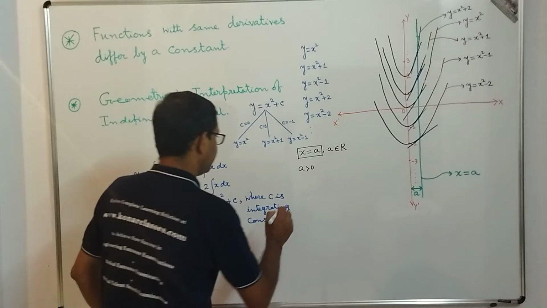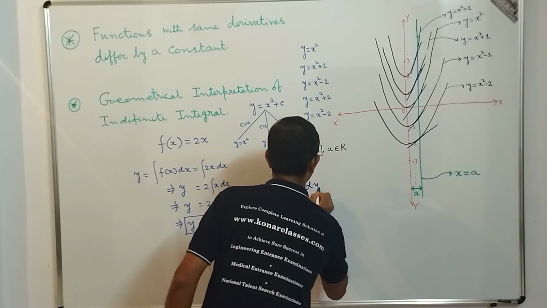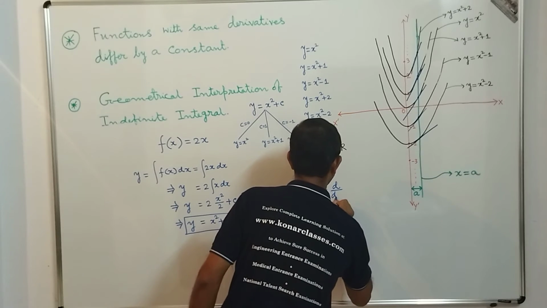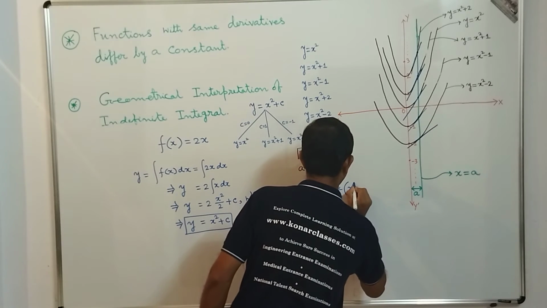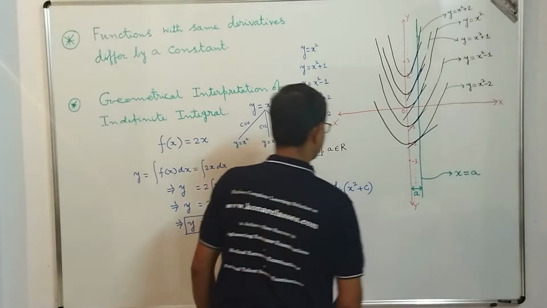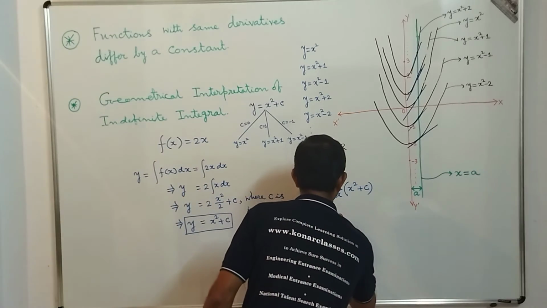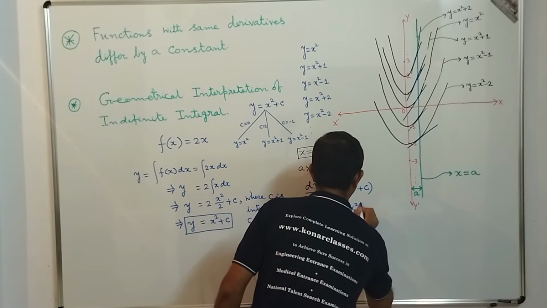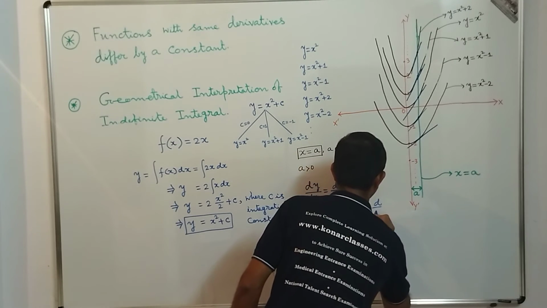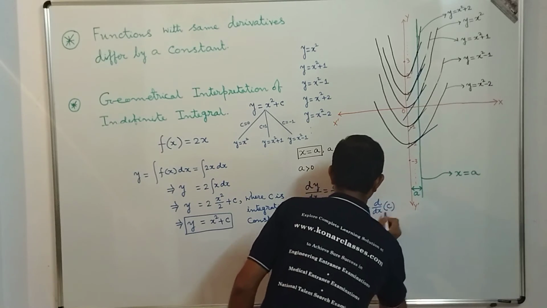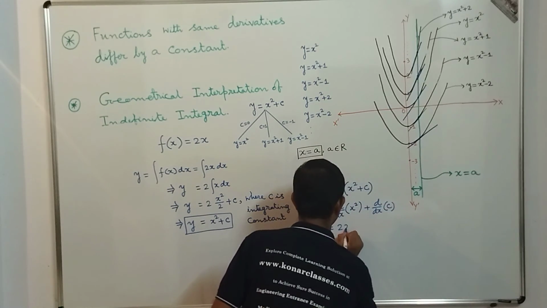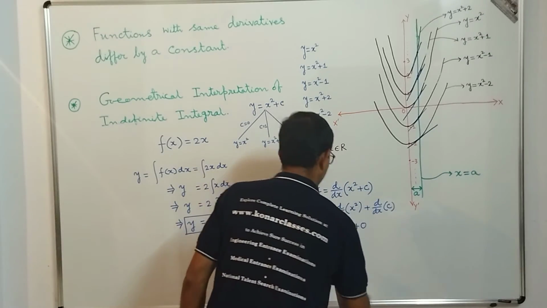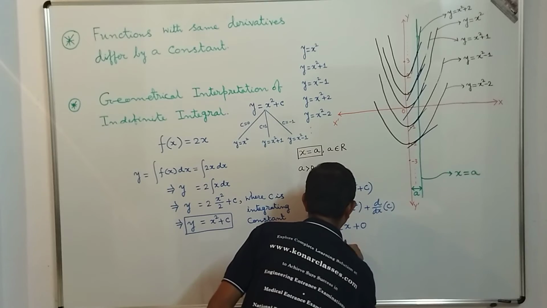So if we want to find dy/dx, for example, what does that mean? That means d/dx of (x square plus c), where c is a constant of integration, is equal to d/dx of x square plus d/dx of c. Now d/dx of x square is 2x, and obviously the differentiation of that constant is equal to 0, so we get 2x.